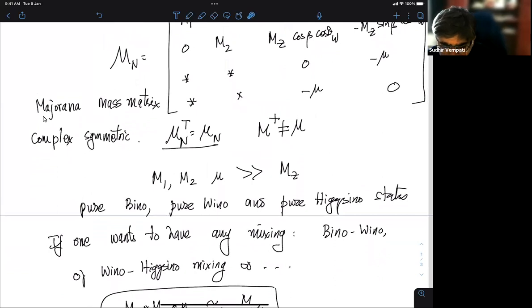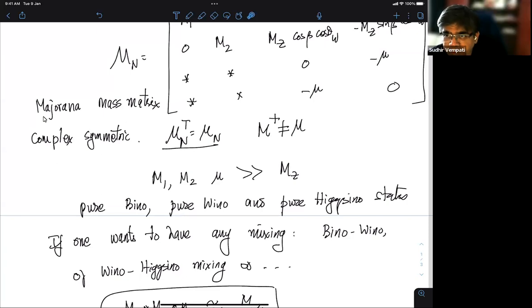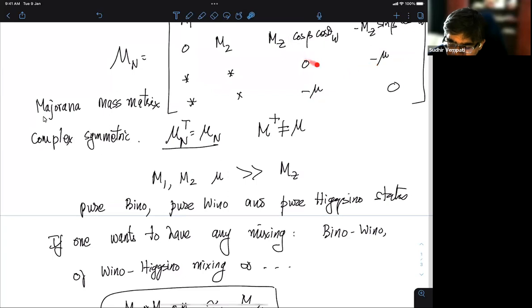Any questions on this? So the Higgsinos are always mixed among themselves, right? They're maximally mixed. Yes, so this is 1 by root 2, 1 by root 2. You can diagonalize it very easily.